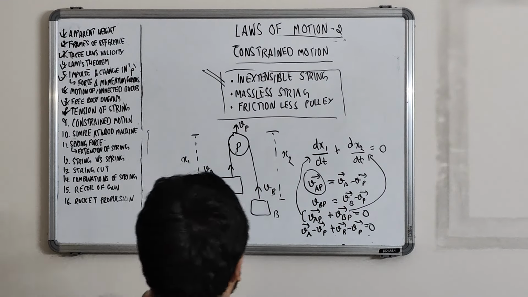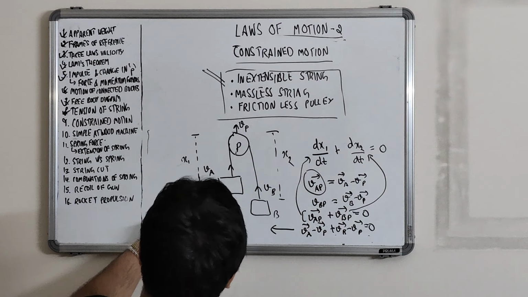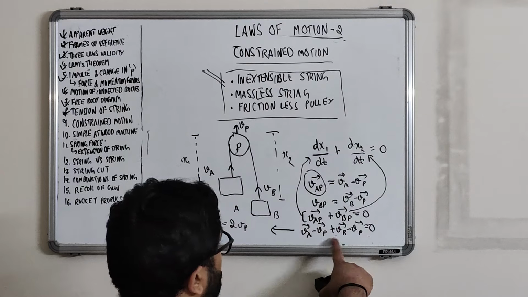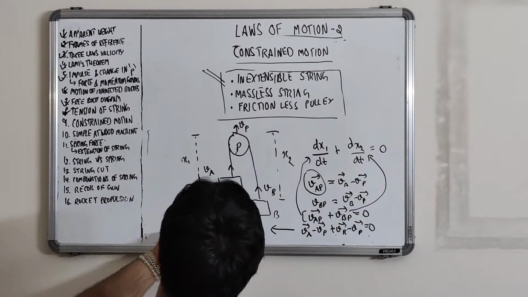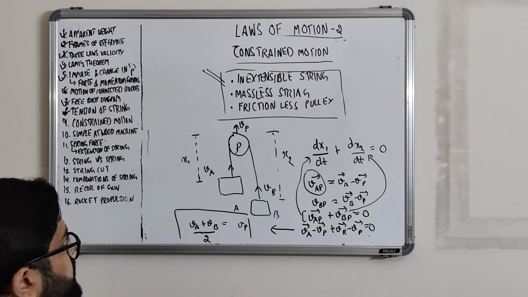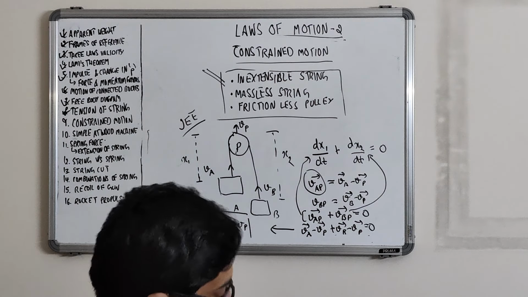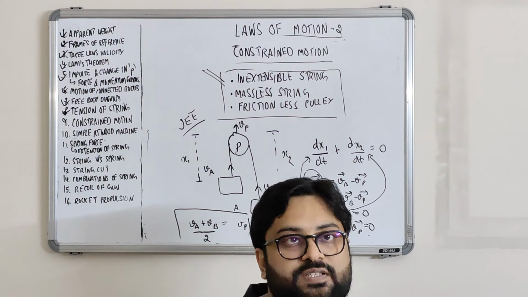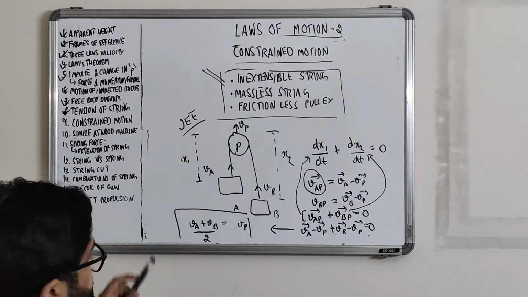Let me just write it here. So this becomes VA plus VB is equal to 2 VP. These two VPs add and come here. Therefore we get the final equation. So this is for JEE. But if these concepts switch for your exam, now you can study for both of them. Very simply you can use this.